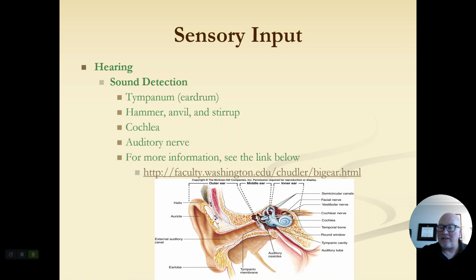As it vibrates the liquid inside the cochlea, it moves little hairs back and forth, and the movement of those hairs is what triggers a nervous impulse that goes down the auditory nerve to the brain. So when the liquid in the cochlea vibrates and moves past those little hairs, that's what you sense, or what you experience as a sound.